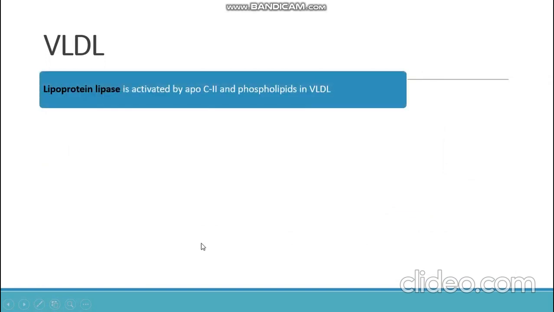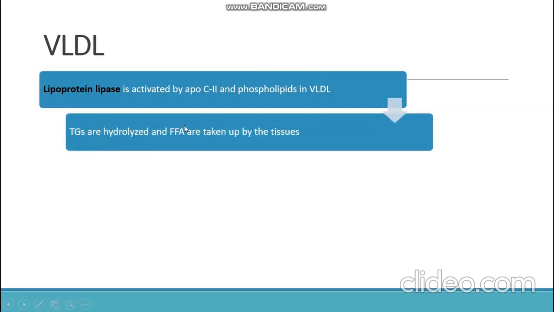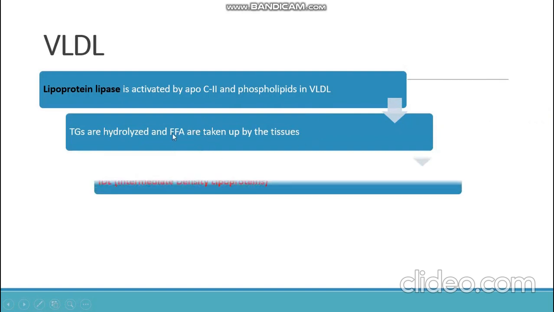ठीक, अब lipoprotein lipase is an enzyme which we've covered in chylomicron metabolism, and one thing that you'll notice is that VLDL metabolism and chylomicron metabolism is very similar. तो अगर आपको chylomicron की वीडियो समझ में आ गई थी तो इसमें भी ज़्यादा मुश्किलात नहीं होगी. It's just a couple of things here and there which are changed. The lipoprotein lipase is activated by apoprotein C2 and phospholipase in VLDLs this time, and these triglycerides in the VLDLs are hydrolyzed and broken down to free fatty acids which are taken up by the tissues for their functions.